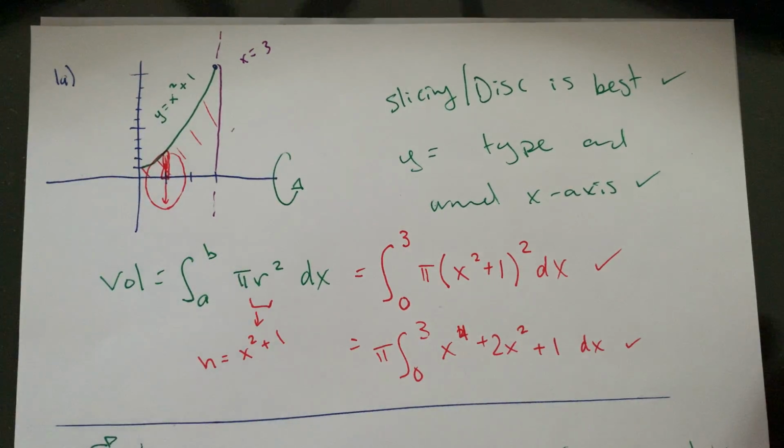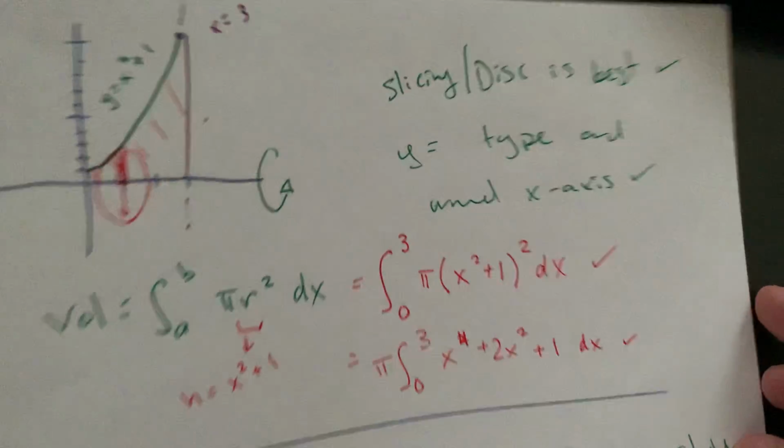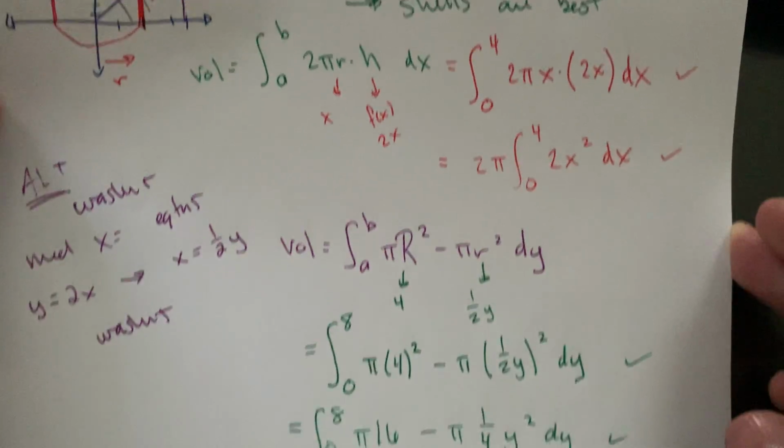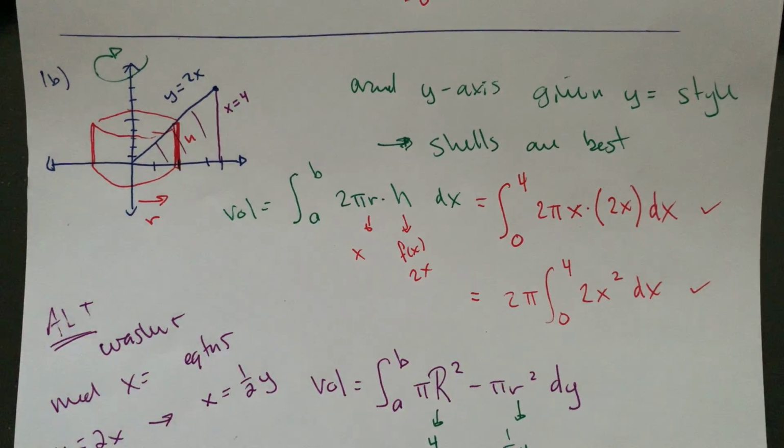So I skipped it there just because it's very clear that the disk option is best for the first one. For B, you could in theory do either, so I've got them both here. You don't need to do both. Whichever one you think is the better setup, go with that.